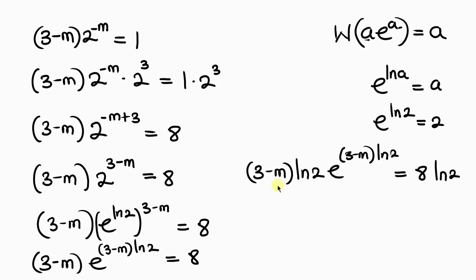Good. Now, the term here and the term here are the same, and we already have our e. So this expression here is qualified for a Lambert W function. Now, I also want to make the right-hand side qualified for a Lambert W function following the same step. So the left-hand side is 3 minus m times ln2 times e to the 3 minus m.